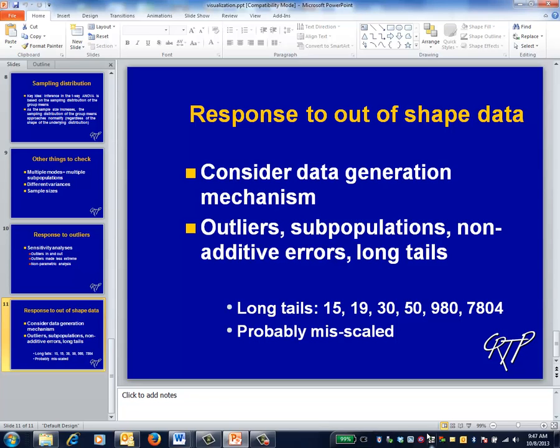When data are out of shape, the problem usually is multiple modes or long tails. As noted previously, multiple modes usually mean multiple subpopulations, and this can be accommodated by a more complex statistical analysis. Long tails can often look like outliers, as illustrated on the screen. Long tails often come from data that are proportional rather than additive. When this is the case, a log transformation is often sufficient to make the data better behaved. Here the key is to consider the underlying mechanism by which the data were generated.